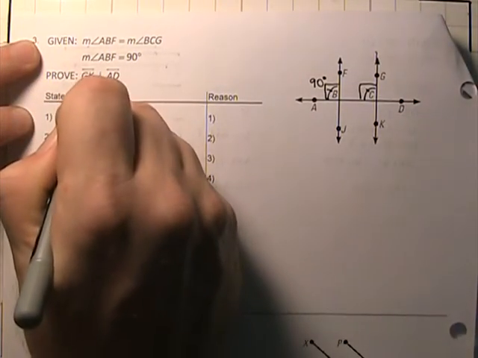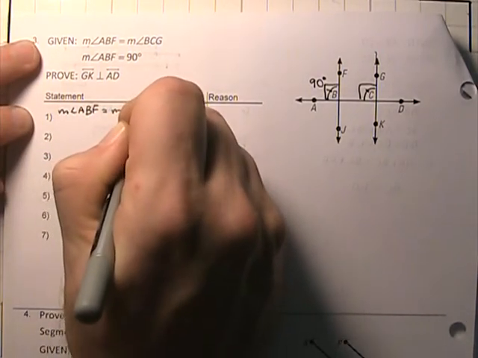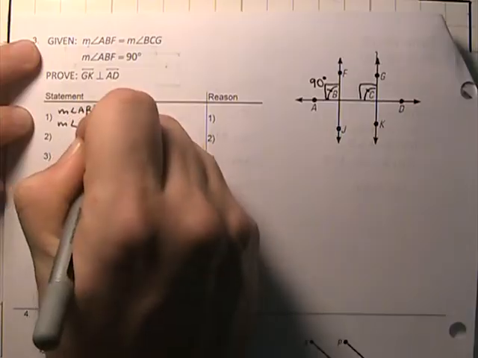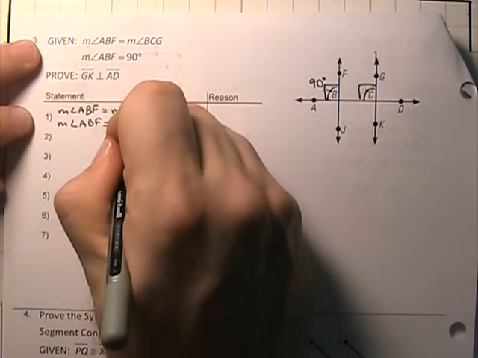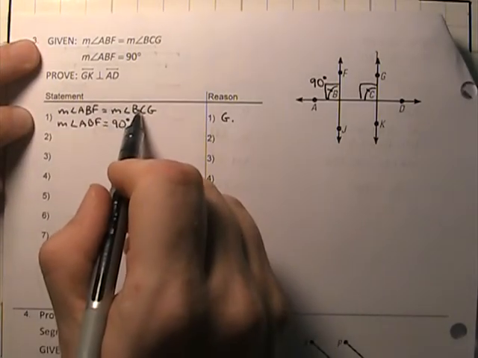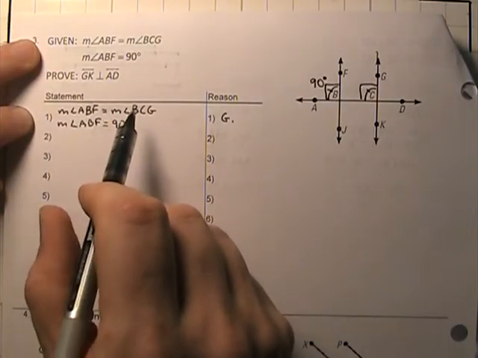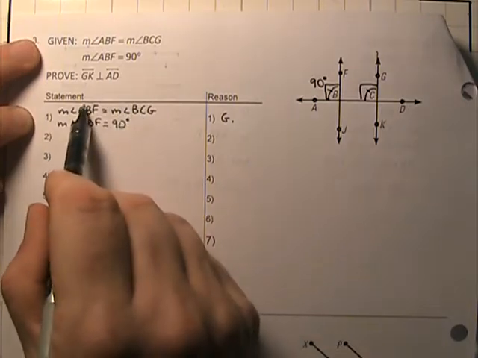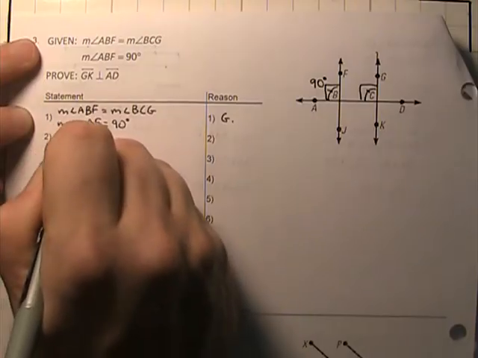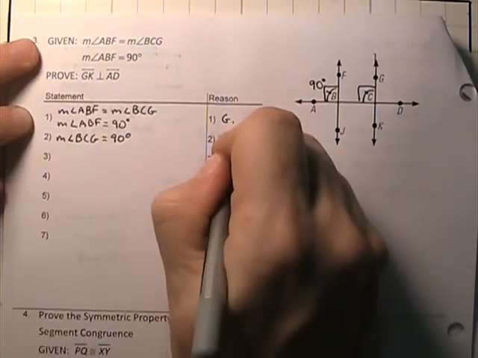Measure of angle ABF is equal to the measure of angle BCG. The measure of angle ABF is 90, and that's part of our given. So it looks like I can say that angle BCG is 90 also. And this would be the transitive property, because the transitive property says if A equals B and B equals C, then A equals C. So let's do that as our next line. Measure of angle BCG equals 90 degrees, and that's the transitive property of equality.